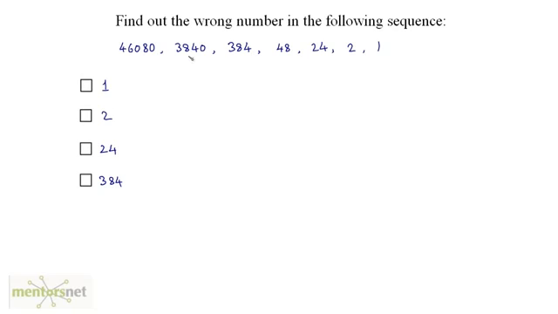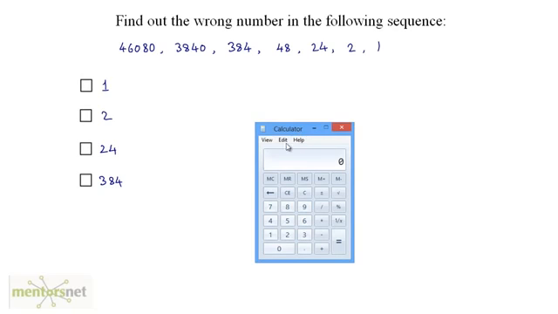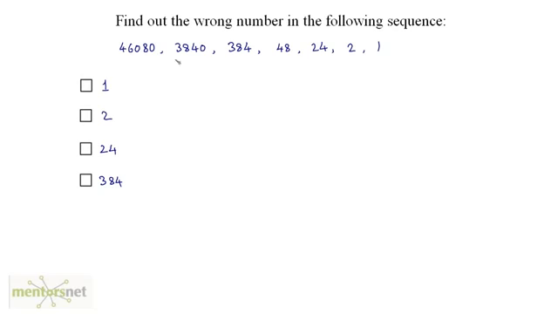So let's see what is the relation between the first two numbers. I'm going to make use of the calculator here. In order to obtain a relationship between 46,080 and 3840, let us divide the first number by the second number. So 46,080 divided by 3840 is equal to 12. So I need to divide 46,080 by 12 to obtain 3,840. Now what is the relation between the second number and the third number? Well, if you divide 3840 by 10, you get 384, isn't it?